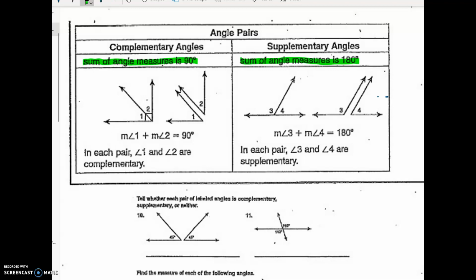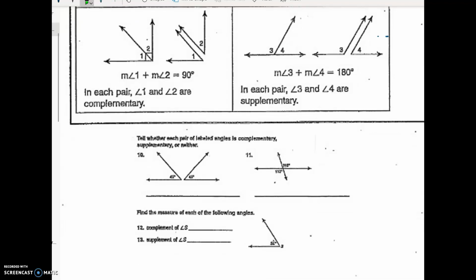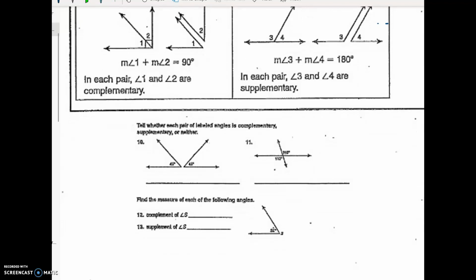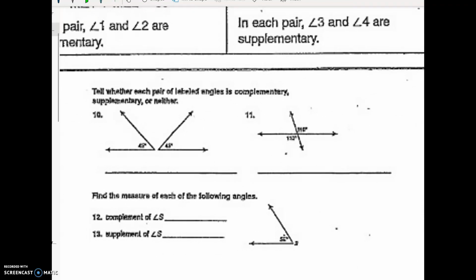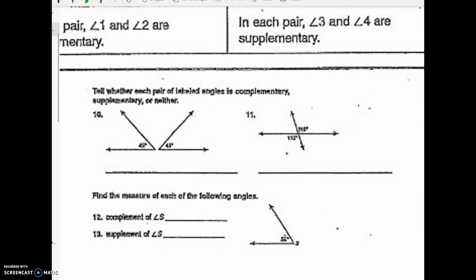Now, again, I know these examples are super tiny, so I will try and do my best here if you can't read them very well. For example, on number 11, these both should read 110 degrees. So it doesn't necessarily look like it, but this angle should read 110 degrees, and this one should also read 110 degrees. So sorry about that. I know it's super tiny there.